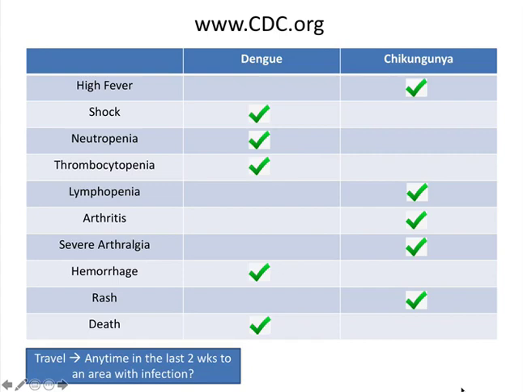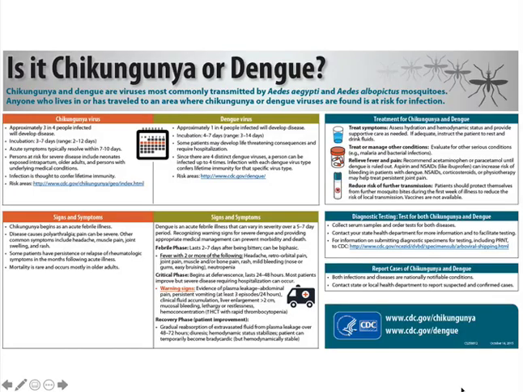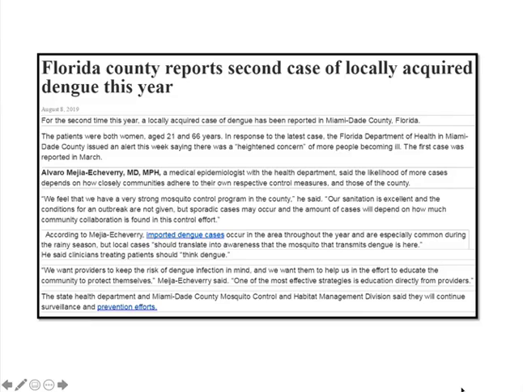Travel: you want to ask the patient, at any time in the last 2 weeks, have you traveled to an area where they have these infections? And the vector is the same for both infections, the Aedes mosquito. And then there was a really cool graphic for comparing and contrasting chikungunya and dengue posted on the CDC website. It also talks about the timing, about when you would have infection, when you could test for it, things like that. Where can you send these tests to?